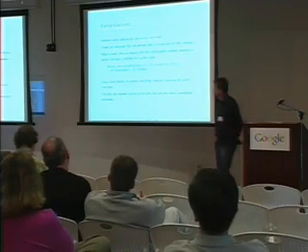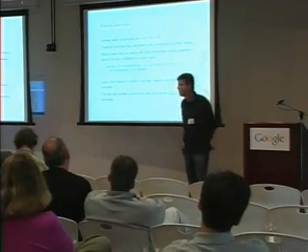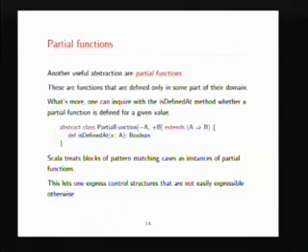Okay, another useful abstraction, and less well known, are partial functions. So a partial function is a function that's defined only in some part of its domain. And what's more, we can inquire whether this function is defined for a given value or not. So the definition of partial function would be something that extends the function type A to B. And it would inherit the apply method from this function type. But it would also add a method called isDefinedAt, which takes an element of type A and gives you back a Boolean, which tells you whether the function is defined at this thing or not.